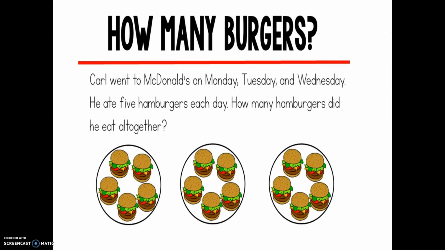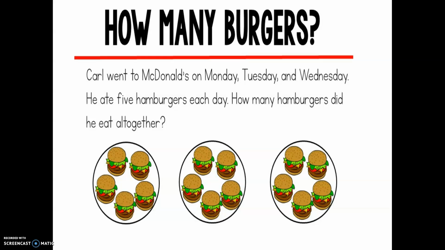How many burgers? Carl went to McDonald's on Monday, Tuesday, and Wednesday. He ate 5 burgers each day. How many hamburgers did he eat all together? I want you to think about what you can do with that visual to help you figure out how many hamburgers Carl ate when he went to McDonald's on Monday, Tuesday, and Wednesday.